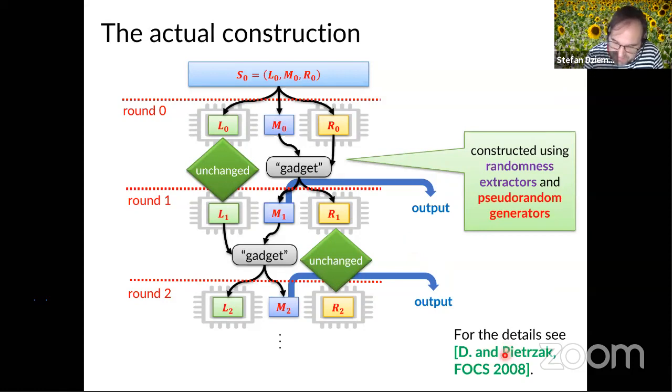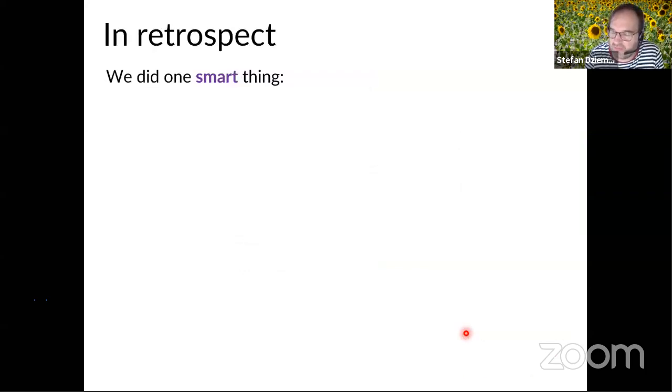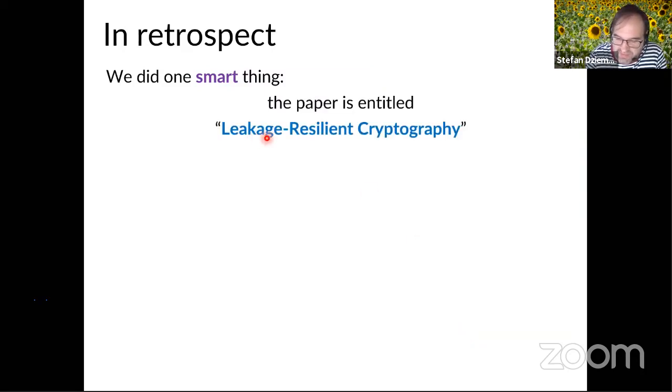Yeah, that was the first paper on leakage at a very theoretical conference. In retrospect, we did one smart thing in this paper, namely, we gave it the title leakage resilient cryptography. Actually, I think the submission was leakage resilient symmetric cryptography, but one of the reviewers advised us to remove symmetric. At the time we were Googling whether this title was taken, and it was not. So it was a very nice title.